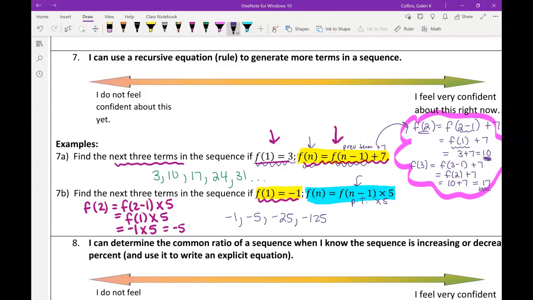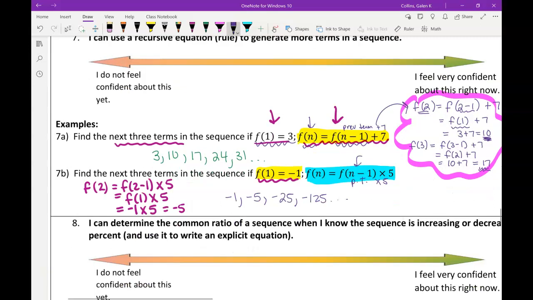And you're welcome to use a calculator there. Hopefully I didn't just make any math mistakes. I sometimes do. All right.